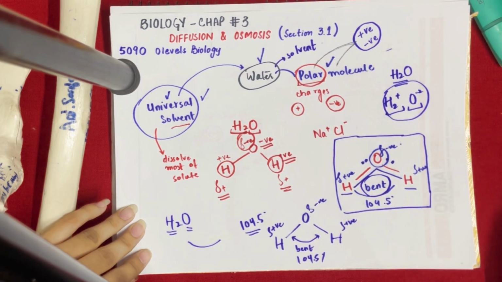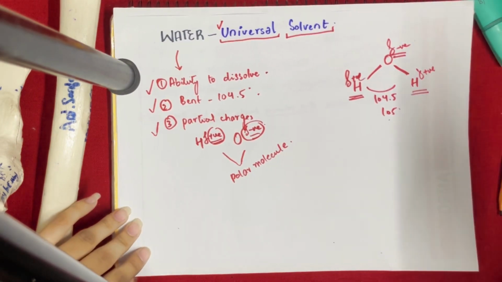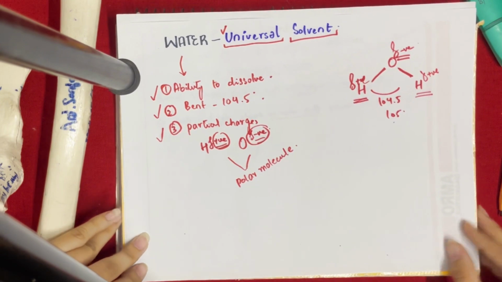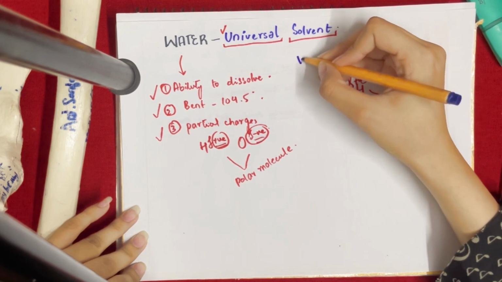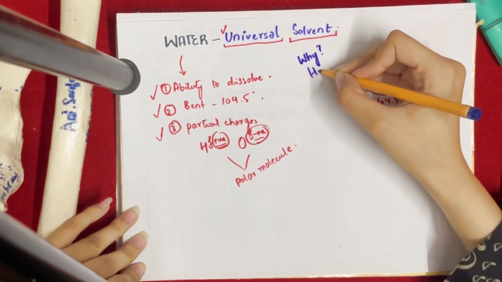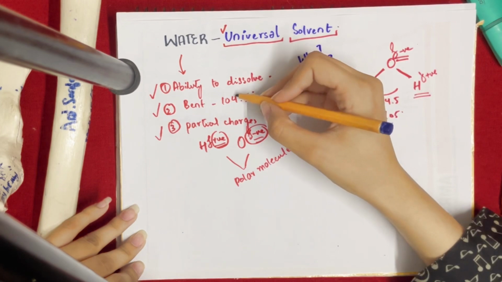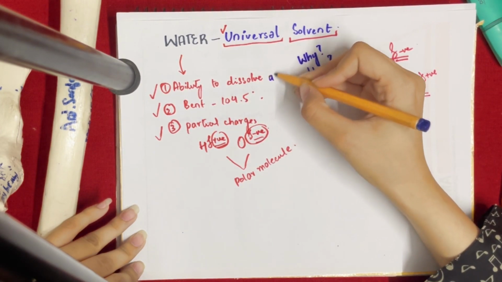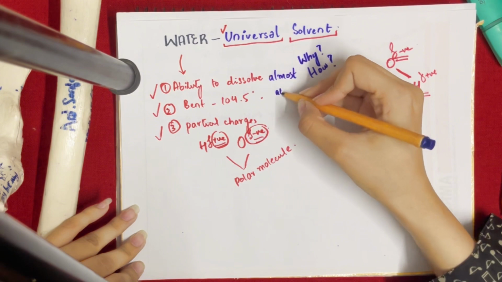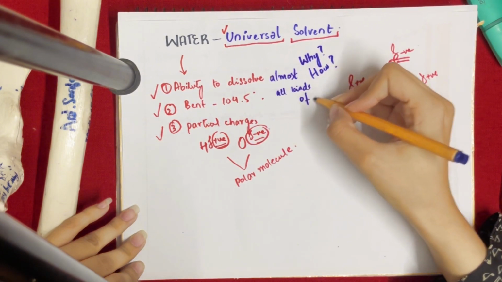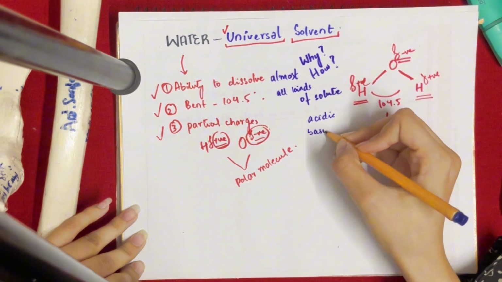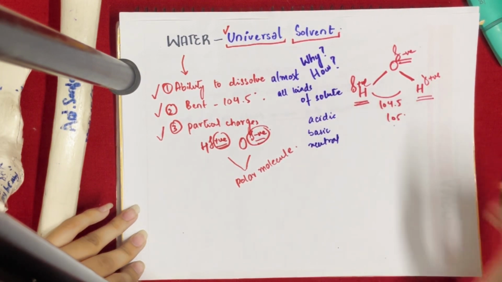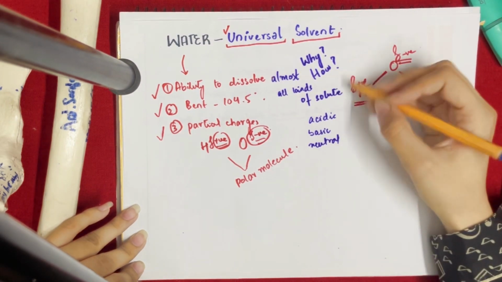And this is what you need to learn about water being a universal solvent and a polar molecule. Next, what exactly does water being a universal solvent mean? Let's learn about it. Water is a universal solvent. Why? The question is why and how. It is so because it has the ability to dissolve almost all kinds of solute. By all kinds of solute, we mean acidic, basic, neutral, all the kinds of solute that exist in the universe can be dissolved in water.